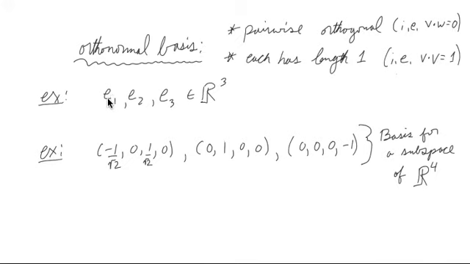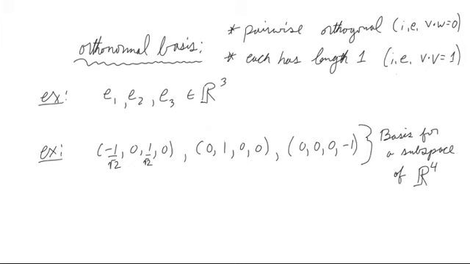Here's an example. E1, E2, E3, the standard basis of R3 is an orthonormal basis. Each has length 1, and they're all orthogonal to each other. Here's a basis for a subspace of R4. If you take a dot product of any two of these, you get 0. The length of this one is that squared plus that squared plus that squared plus that squared, which is a half plus 0 plus a half plus 0, which is 1.